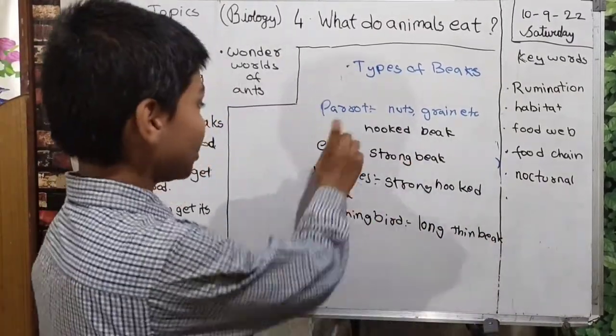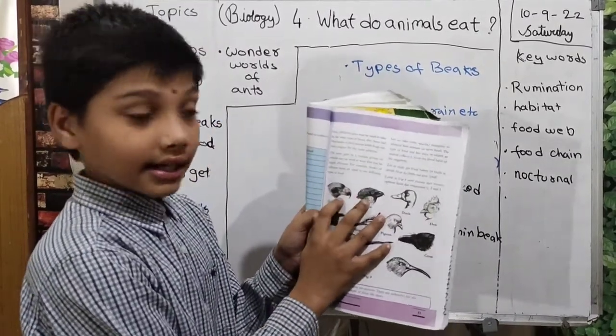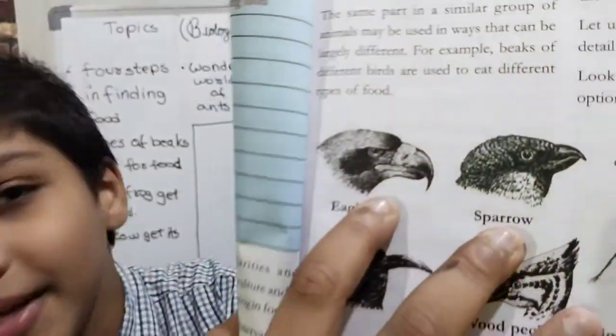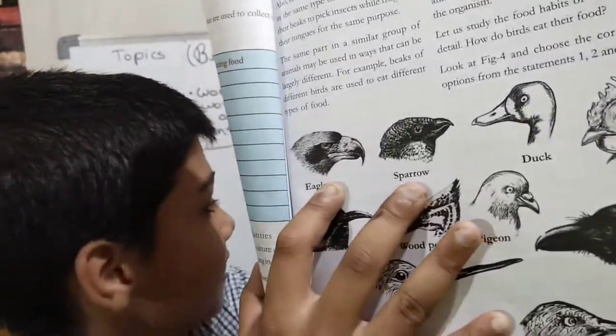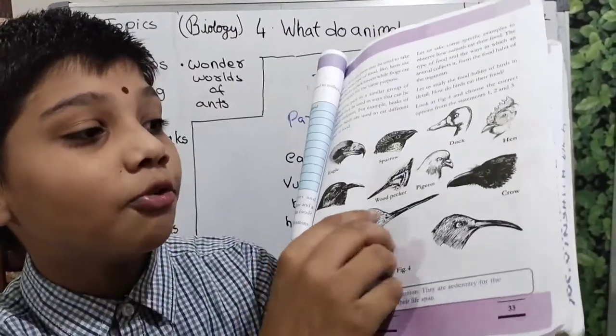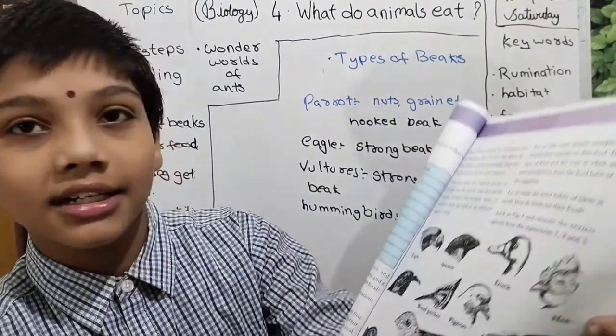So, I want to show some beaks. So, the beak of eagle. The beak of eagle will be strong. This is the beak of eagle. And now vultures. The beak of vultures will be a hooked beak.